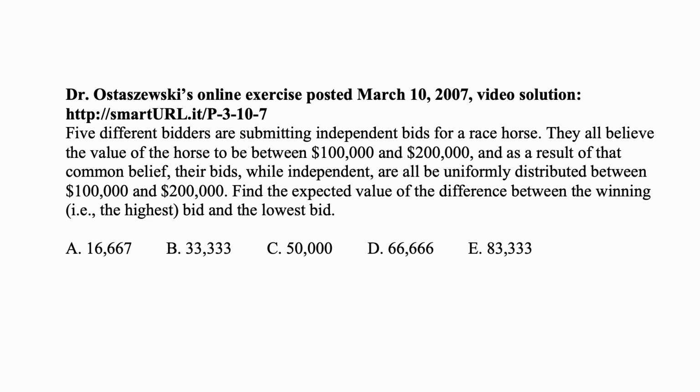For exam P on probability, 5 different bidders are submitting independent bids for a racehorse. They all believe the value of the horse is to be between $100,000 and $200,000, and as a result of that common belief, their bids, while independent, are all uniformly distributed between $100,000 and $200,000. Find the expected value of the difference between the winning, the highest bid, and the lowest bid.